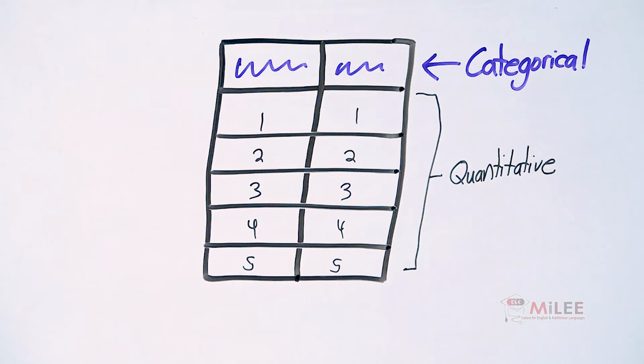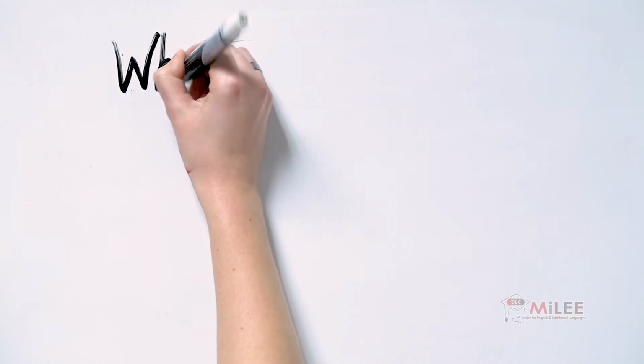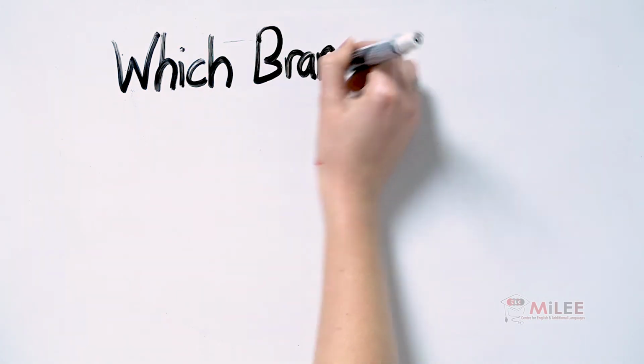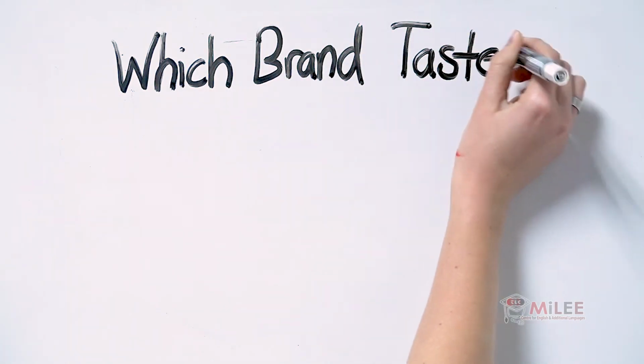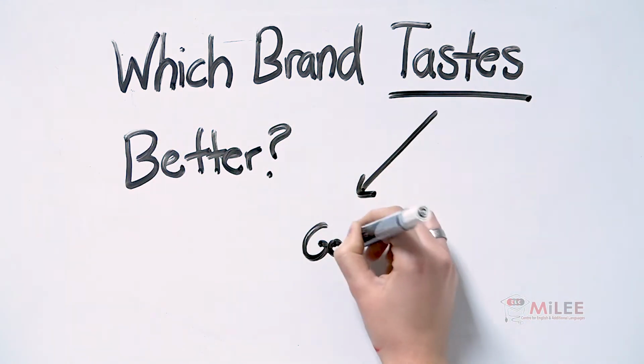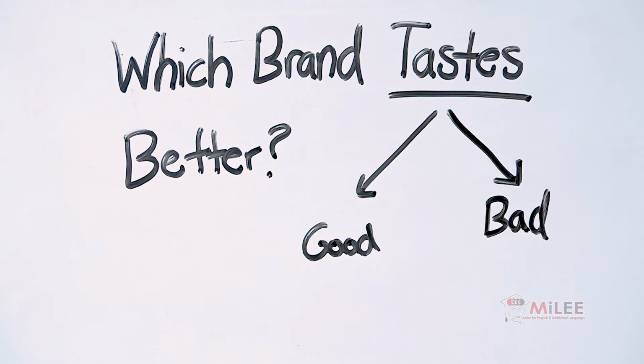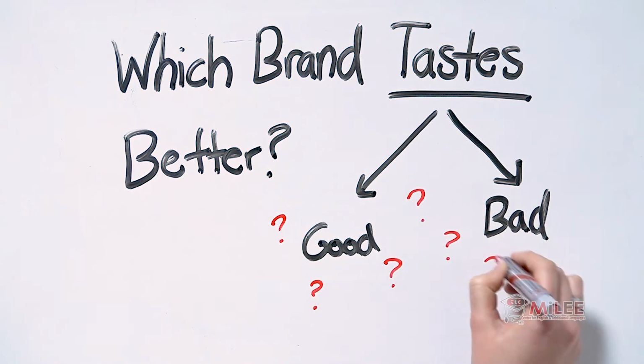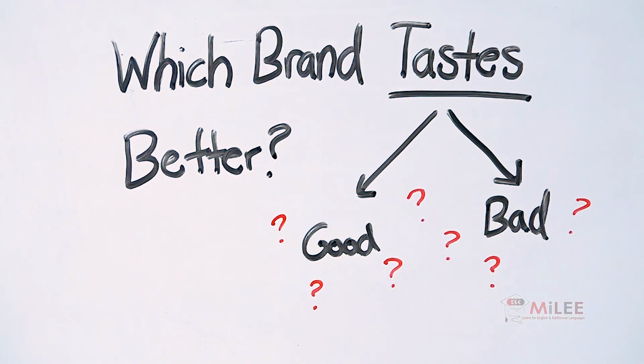So we've seen the advantages of having quantifiable data. Some variables are easy to quantify, and others can only be categorical. Let's go back to the gummy bears. What if you wanted to decide which brand of gummies tastes better? That's a great question. But how would you quantify taste? You could categorize it as good or bad, but there's no defined scale for that, and people might have different opinions on what good or bad is.